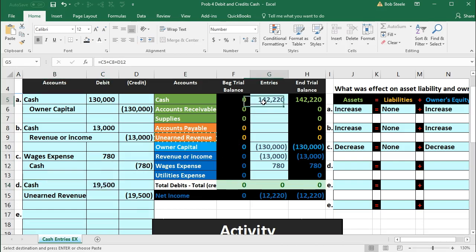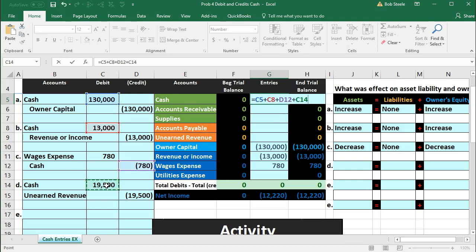Cash is up here in G5. Something is in it, therefore I can see the formula up here. I'm going to double click on it and make sure to go to the end of the formula and then say plus and point to that cash. And so we see then that the formula will be equal C5 plus C8 plus D12 plus C14.